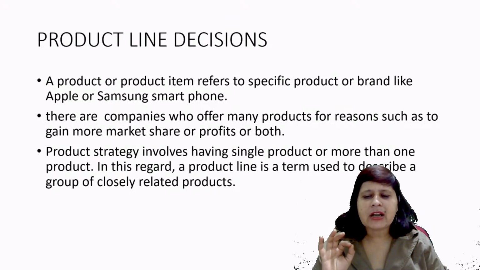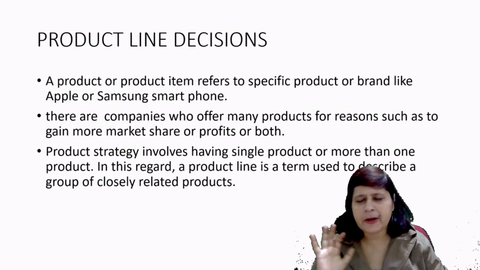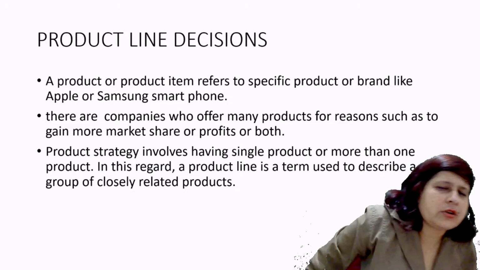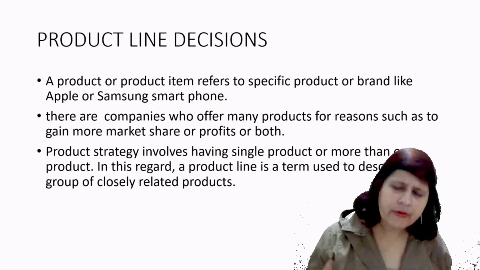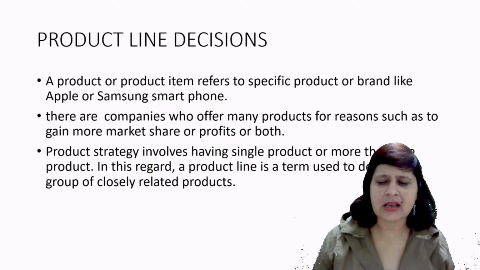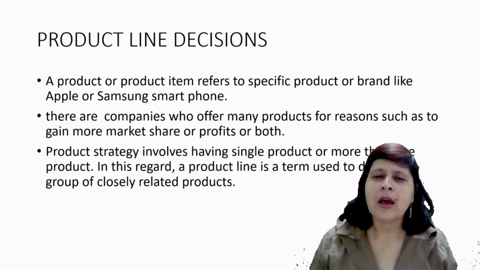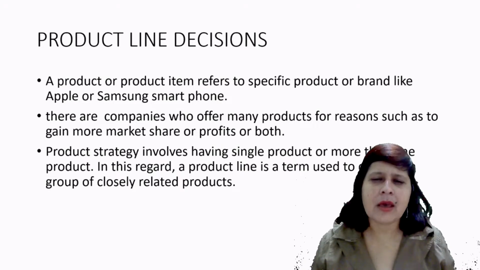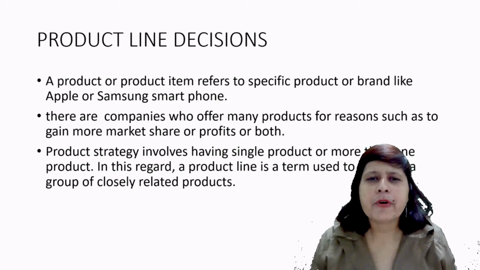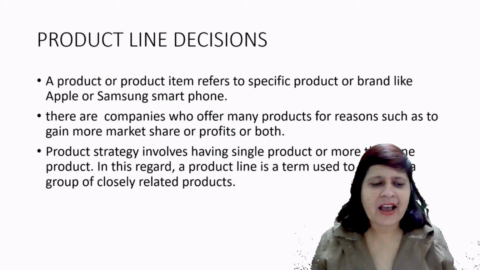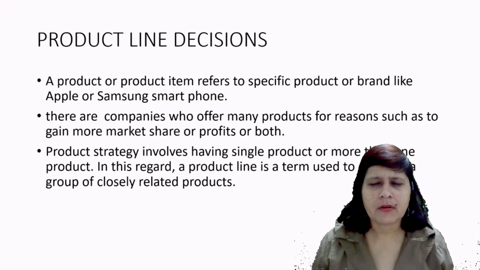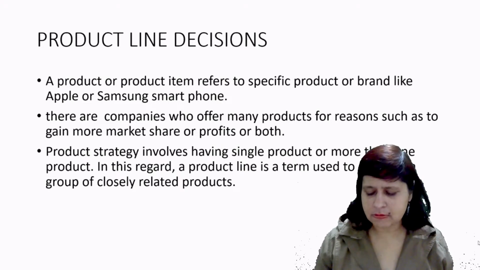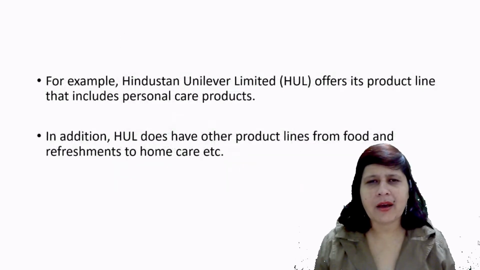In this regard, a product line is a term used to describe a group of closely related products. Now understand what a product line is. When a company is offering more than one product, or even if a company is offering a single product, the term product line is used. What is the product line? Product line describes a group of closely related products, right? That is the product line. A group of closely related products is known as a product line.